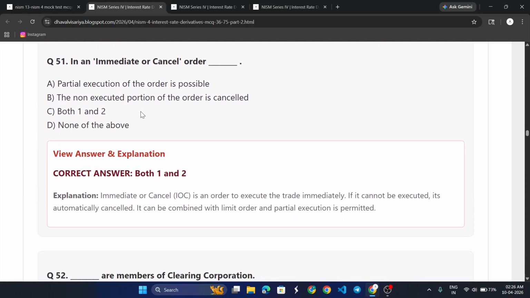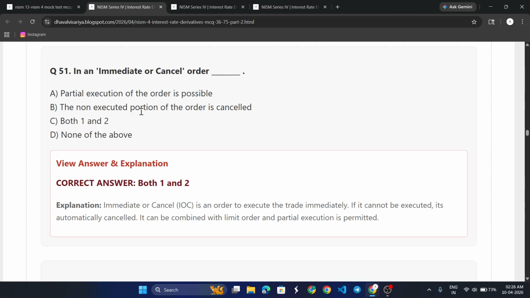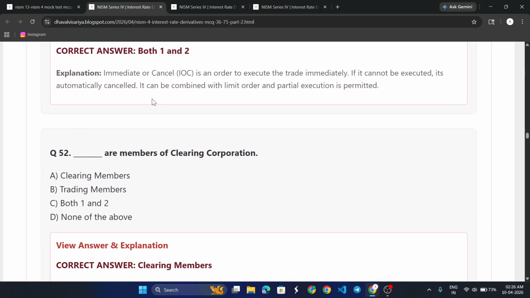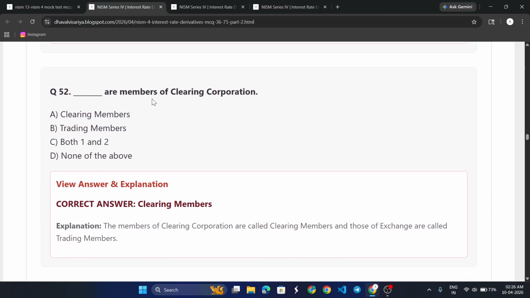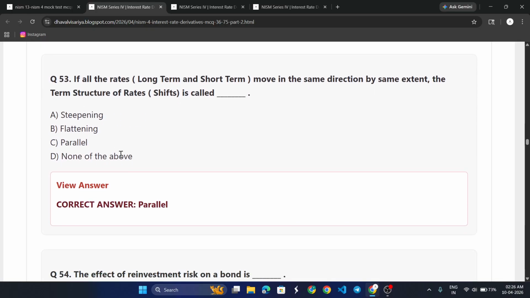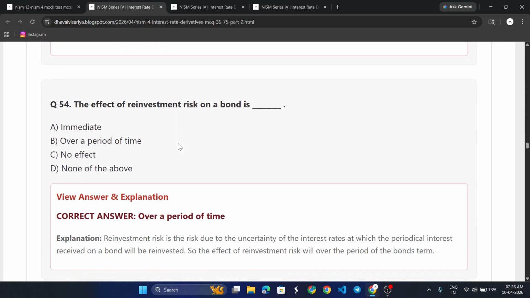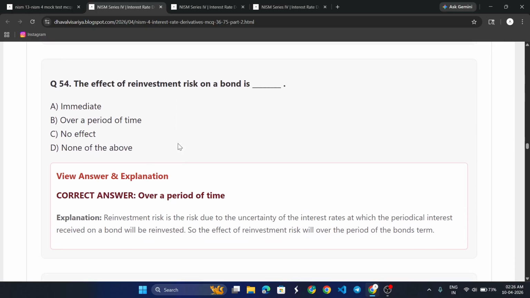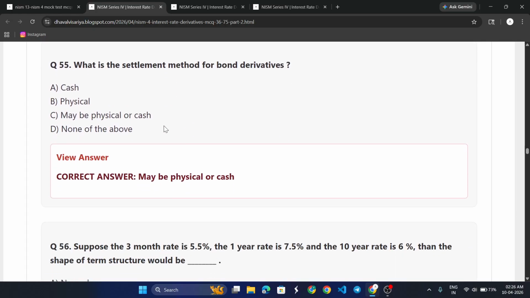None of the above. If it is an immediate or cancel order, both the partially executed and non-executed portion will be cancelled. Dash are members of the clearing corporation. Clearing members. If the long-term and short-term rates move in the same direction by the same extent, the term structure of rate shift is called parallel. The effect of reinvestment risk on a bond is over a period of time. What is the settlement method for bond derivatives?